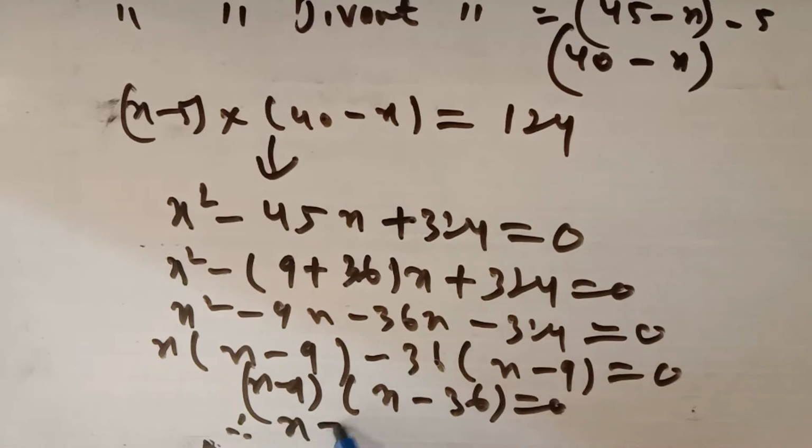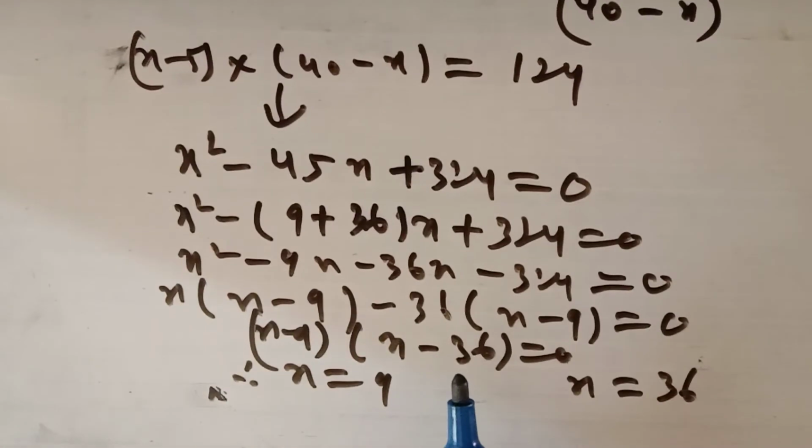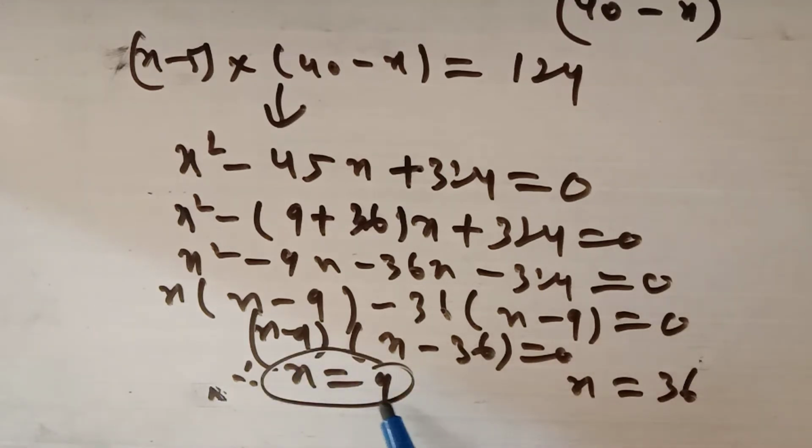So therefore x will be equal to 9 and x is equal to 36. So these are the values of x. Now John and Jivanti have 9 and 36 marbles, or 36 and 9 marbles. If John has 9 marbles, then Jivanti will have 45 minus 9, that is 36 marbles. If John has 36 marbles, then Jivanti will have 45 minus 36, that is 9 marbles.